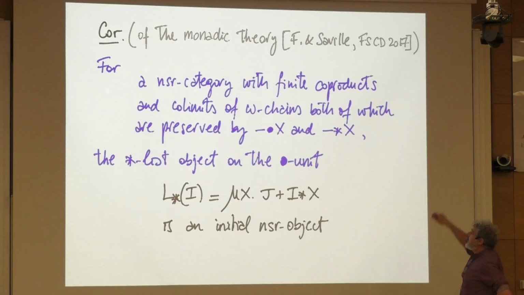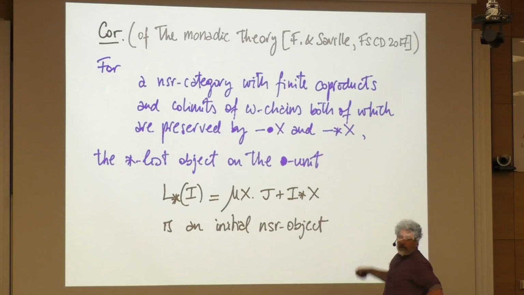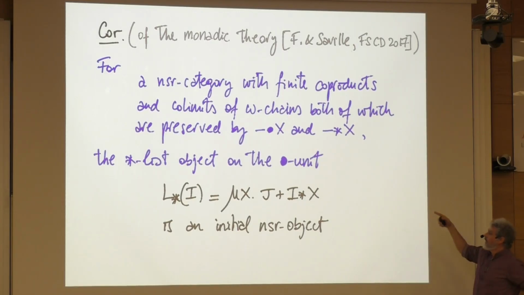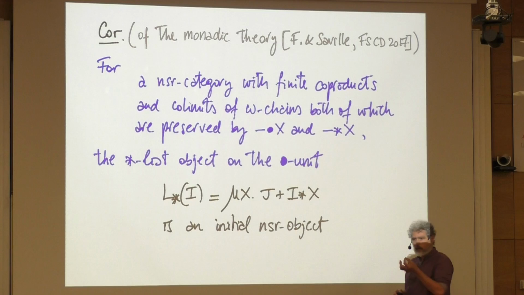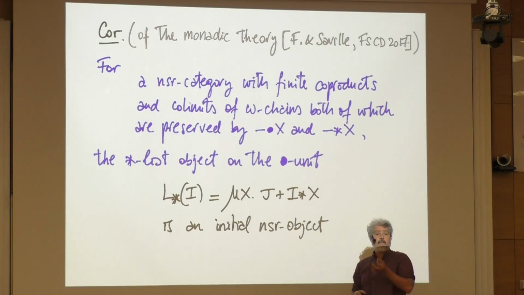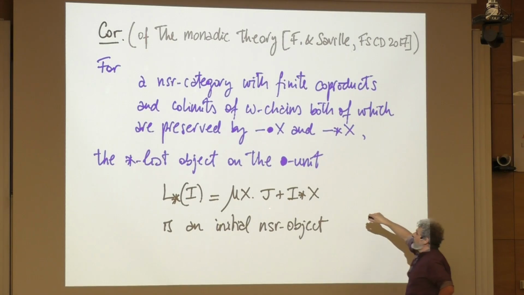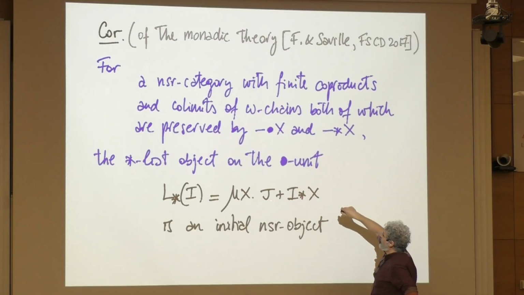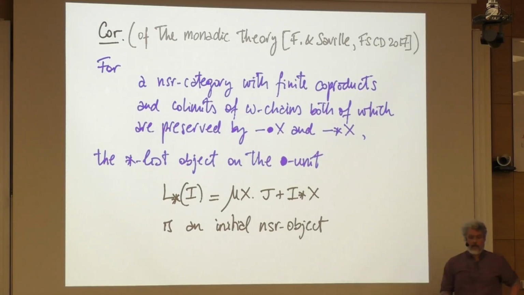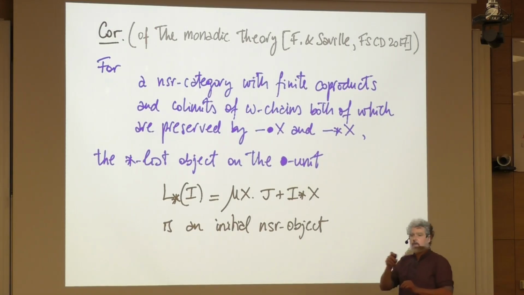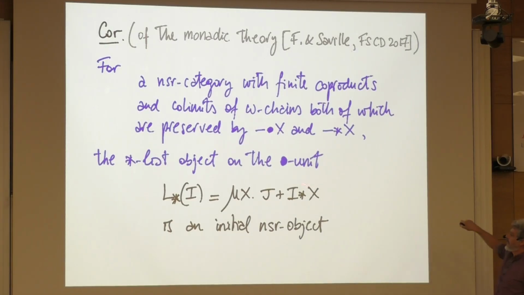In a near semi-ring category with enough structure, as you typically have in examples, you can give a quite explicit description of the initial near semi-ring object. And it is nothing but a list object. It's the list object with respect to the star structure over the unit of the dot structure. So initial near semi-ring objects are really syntactic structures, and they are nothing but certain kinds of list objects.